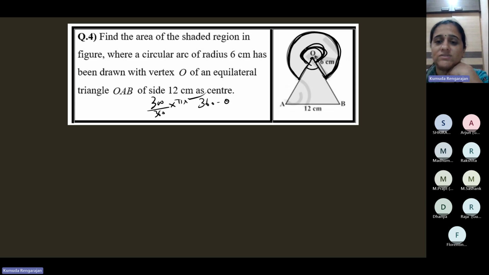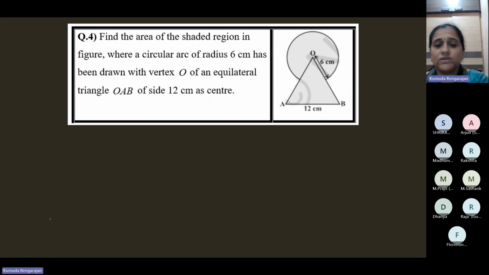Okay, so this is the major sector angle. This is 60 degrees because it is an equilateral triangle. So this one will be 360 minus 60, which is 300. So area of the equilateral triangle, root 3 by 4 a square, plus area of the major sector, 300 by 360 into pi r square, will give us the area of the shaded region.